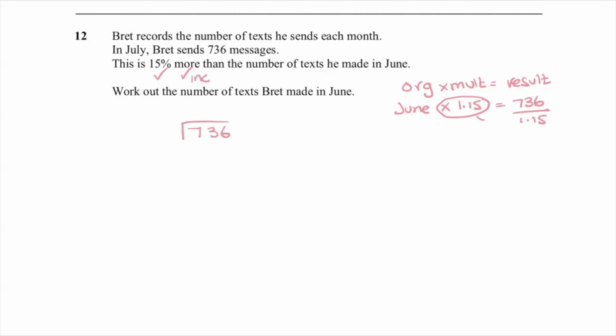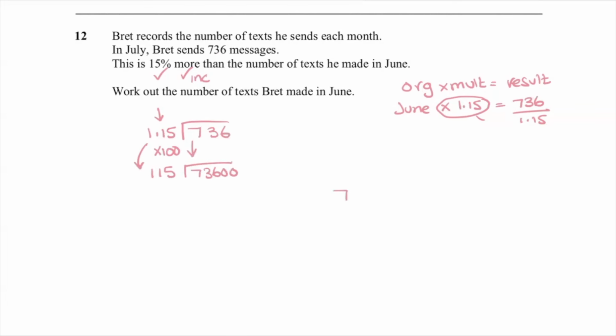736 divided by 1.15. Now that's a problem. We don't want a decimal. So we're going to times by 100 to get rid of it. That's what we've done there. But if we multiply that, we've also got to multiply this part so that we keep everything perfectly balanced.